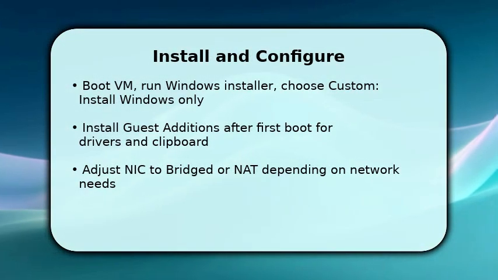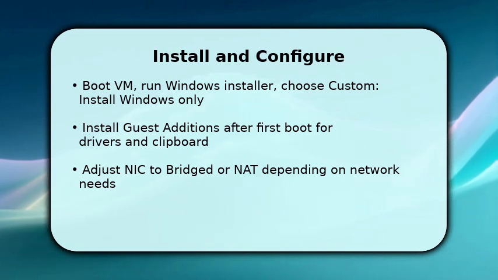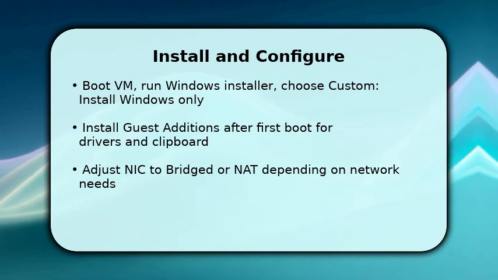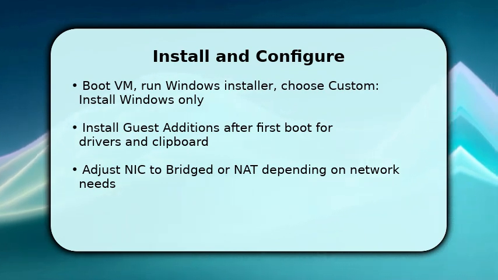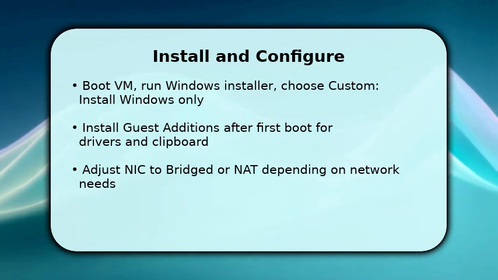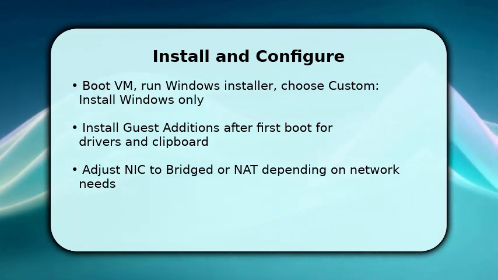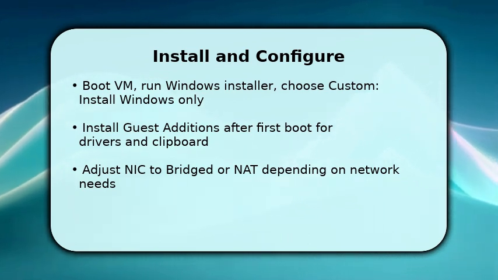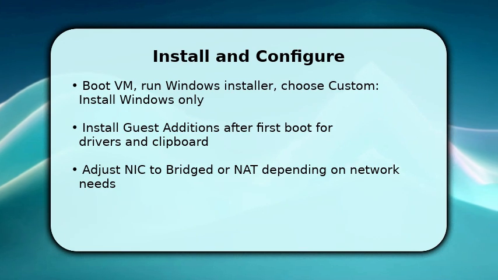You'll proceed through the Windows setup. Choose Custom Install, create/format the VM disk, and follow prompts to set region and account options. After Windows boots, immediately install VirtualBox guest editions to enable mouse capture, shared folders, dynamic screen resolution, and better graphics performance. Then configure the VM's network adapter.